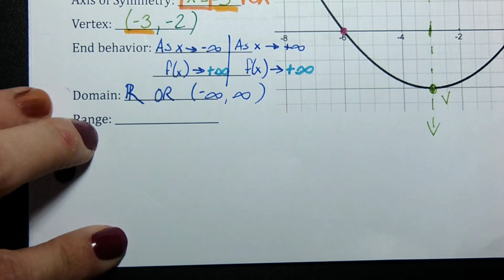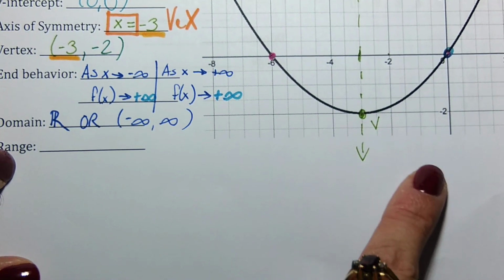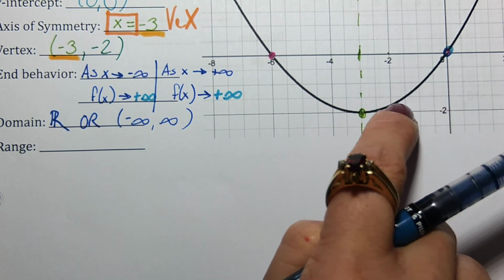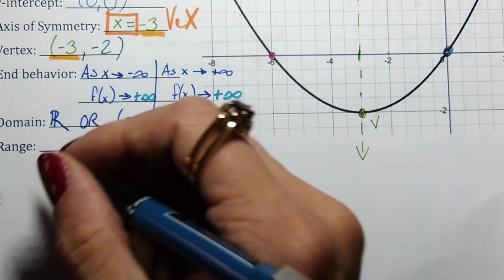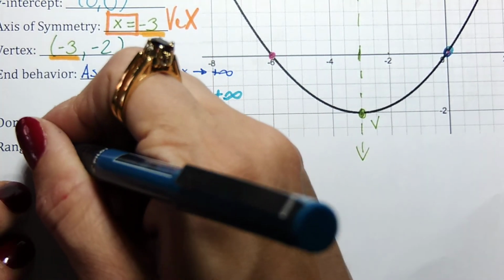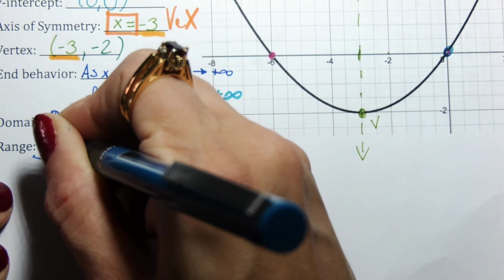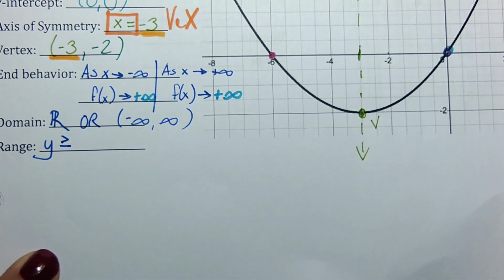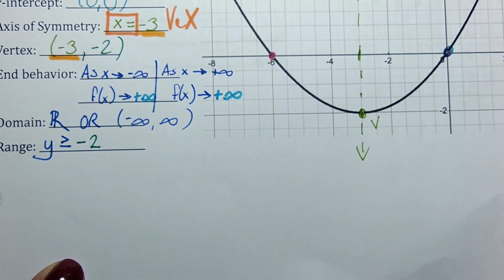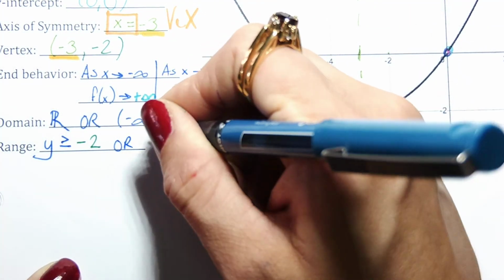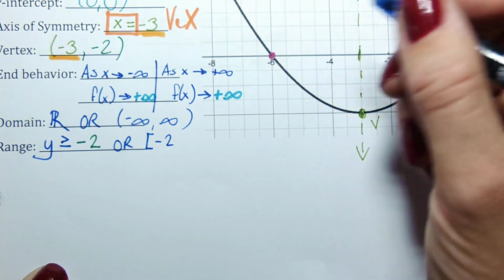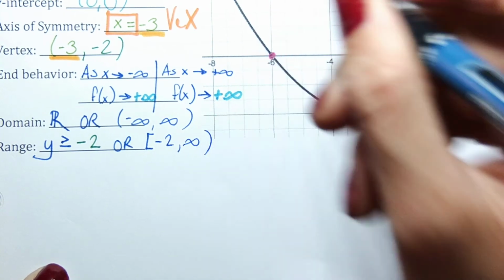Now the range, where do my y values start? Down here at the bottom at -2. And then are we covered up from -2 or down? Up. So y is greater than or equal to -2. If we wanted to write that in interval notation, we would say it starts at -2 with a bracket and is covered going to infinity.